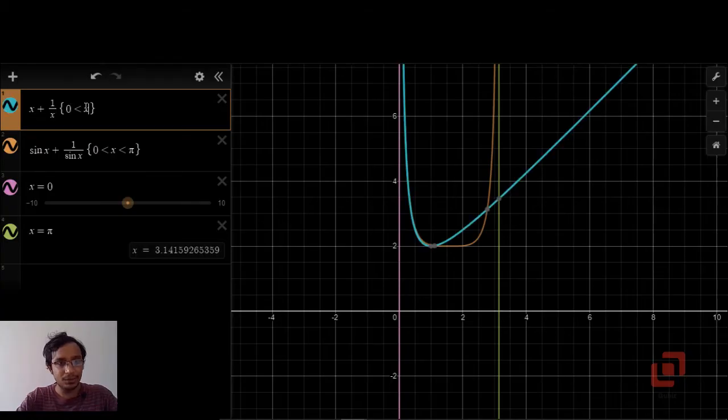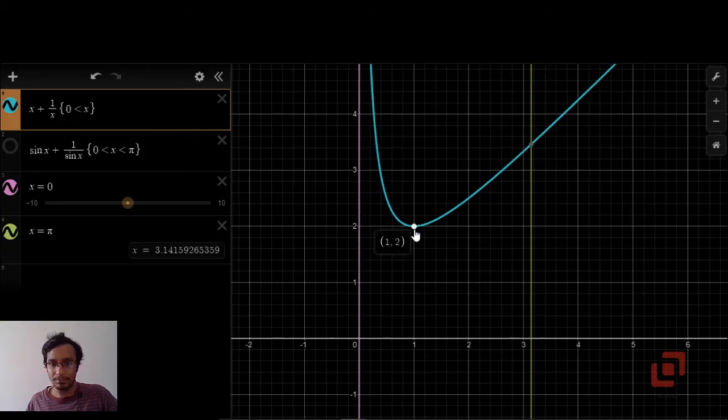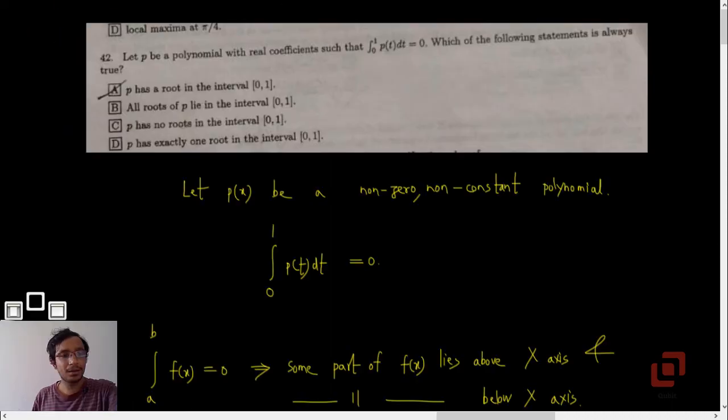So if I restrict the domain of this to 0 to infinity, then you can notice that this function also has its minimum at 1, like sine x plus 1 upon sine x. Its minimum is at pi by 2 comma 2, and the minimum of our function x plus 1 upon x is at 1 comma 2. So this particular question was based on the applications of derivatives, the first derivative test and simplification. Next is 42.